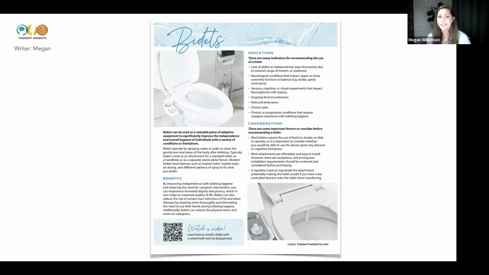Our modern ones have heated water. The seats can be heated. There can be an air drying effect. I mean, there's a lot of cool pieces to bidets. But so when we're thinking about what are the benefits of recommending a bidet for our clients, it can really improve independence for our clients who can't reach to wipe for whatever reason. And it also can really reduce the need for caregiver intervention.